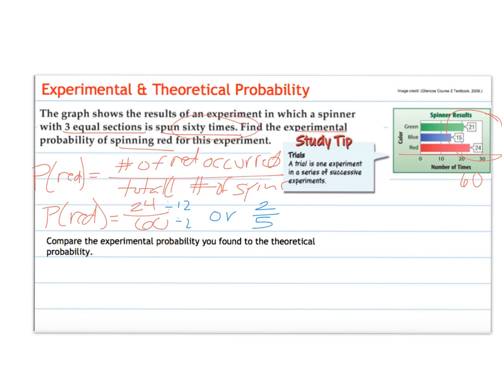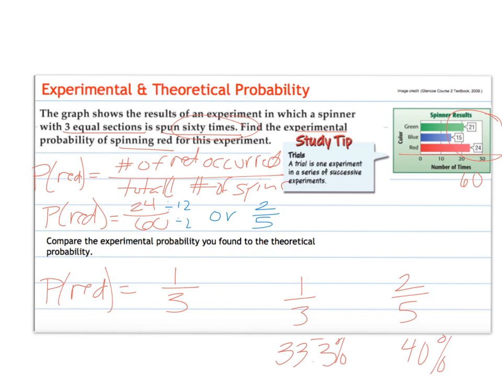Now compare the experimental probability you found to the theoretical. We didn't find the theoretical yet, but theoretically, if there are 3 equal parts and red is one section of the spinner out of 3 equal sections, the theoretical is 1/3. So we're comparing 1/3 to 2/5. In percents, this is 33 and 1/3 percent, and this is 40%, so those are fairly close. If we were to continue spinning more than 60 times, those would get closer together. So theoretical and experimental are not exact, but they get closer as we go up.